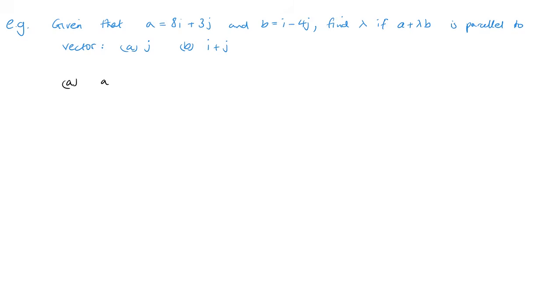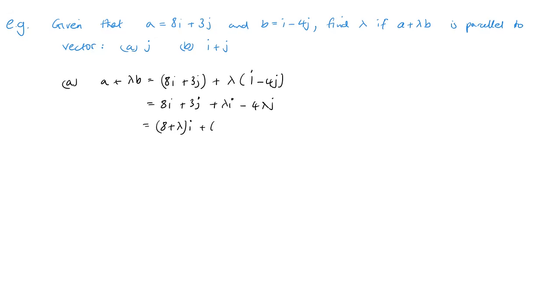Well, first of all, let's write down what a plus lambda b is. So that is 8i plus 3j, that's my a, plus lambda times i minus 4j. So let's expand this. So it's 8i plus 3j plus lambda i minus 4 lambda j. So if I collect my i's together, I've got 8 plus lambda i, plus 3 minus 4 lambda j.